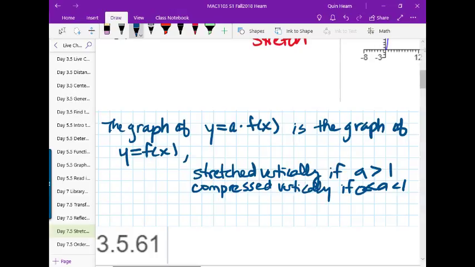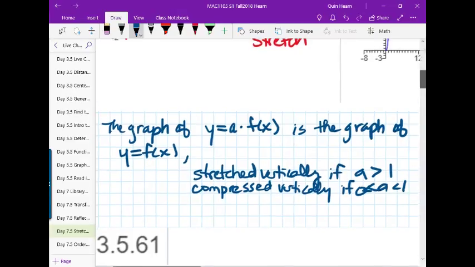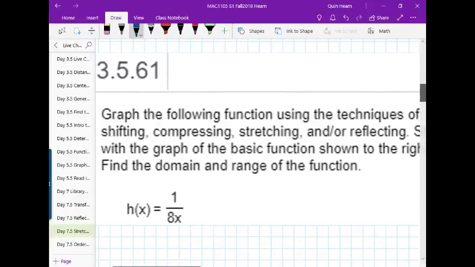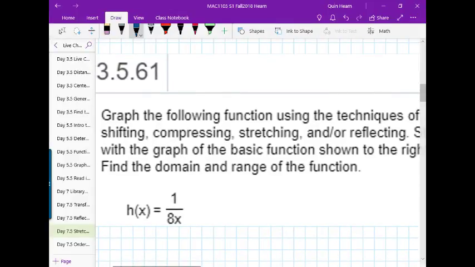Okay, so let's look at this one. Here we have the graph. We're asked to graph using transformations the function h of x equals 1 over 8x. They also ask us to find the domain and range of the function.